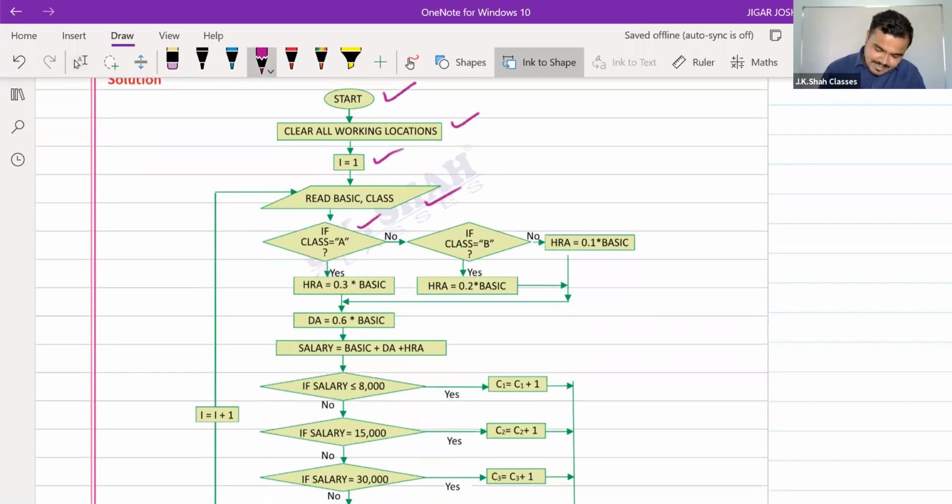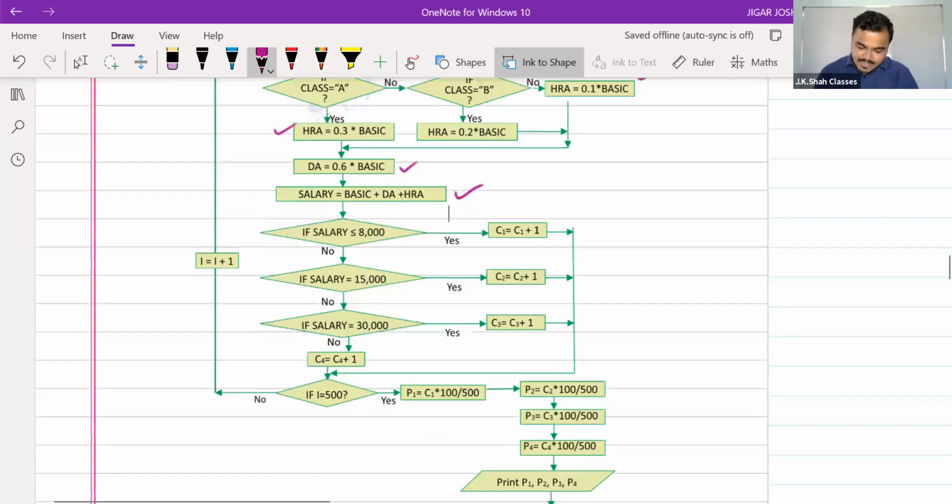If the employee is class A, his HRA would be 30% of his basic. If it is class B, then 20%. And if not A and not B, it means C, his HRA would be 10%. Dearness allowance would be applicable to everyone, at the rate of 60% flat on basic. Our salary would be the calculation of dearness allowance, basic salary, and HRA. Yes or no?